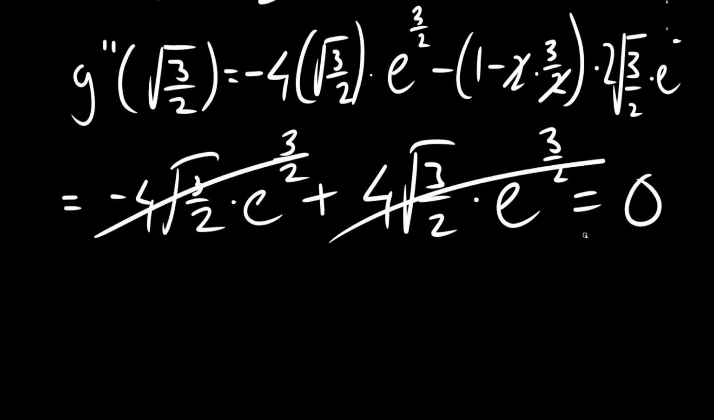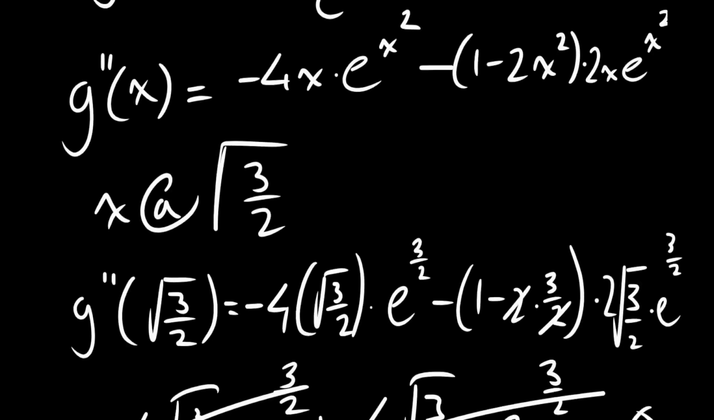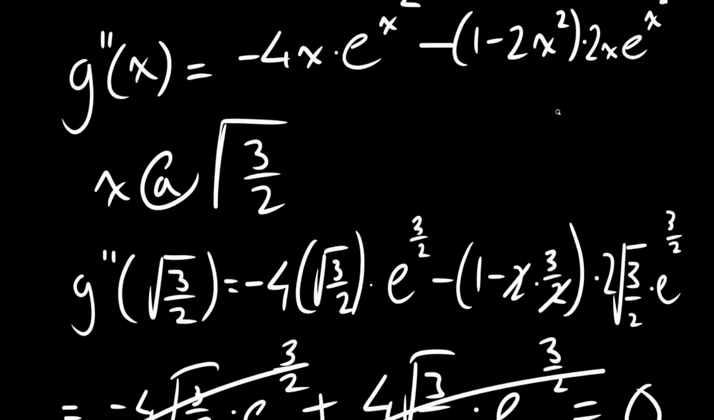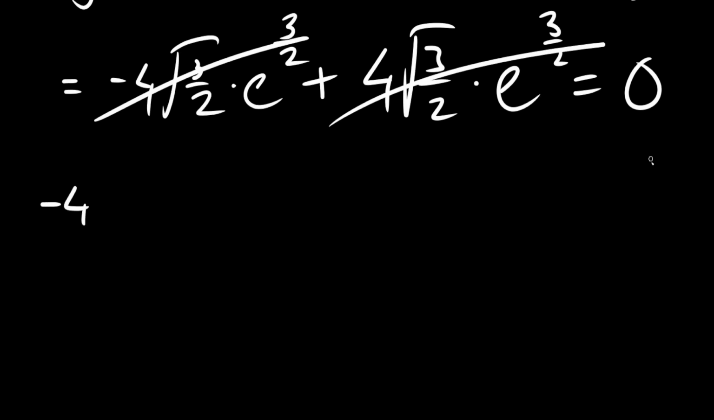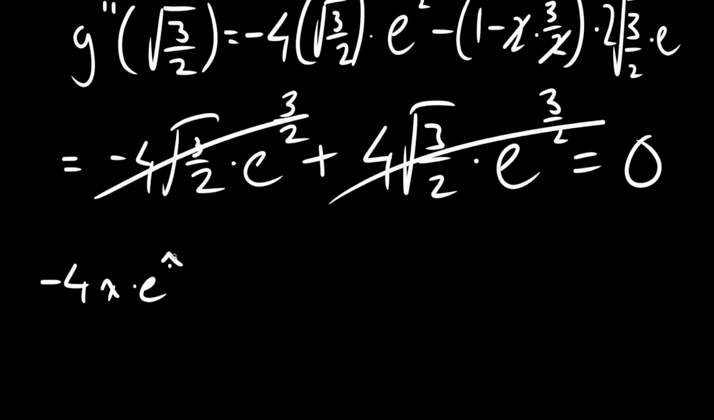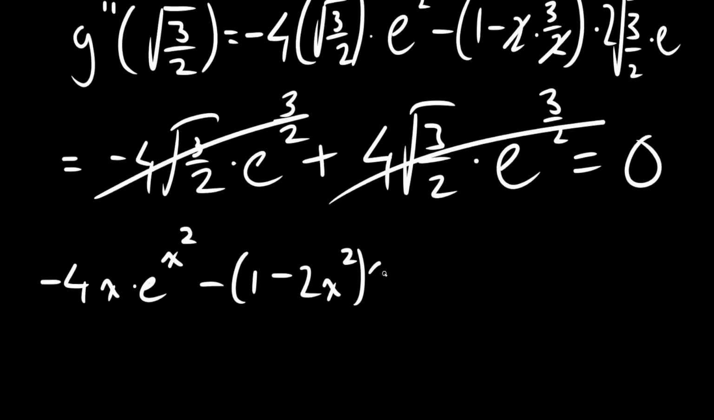Next, it tells us to determine the intervals on the domain of g where g is concave up and where g is concave down. So we take our g prime prime of x, which was this long annoying thing here. I'm not going to expand it because that would be an annoying expansion, but we just need to find where this is less than 0 and where it is greater than 0 for concave down and concave up. So let's see. For less than 0, we need negative 4x times e to the x squared minus 1 minus 2x squared times 2x e to the x squared. And we need to find where this is less than 0.